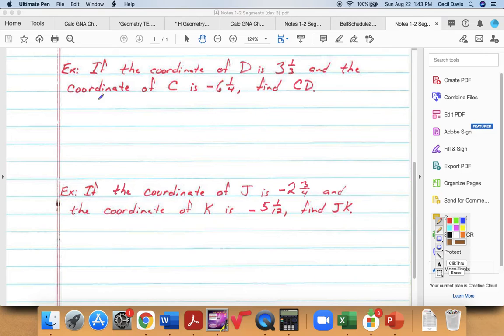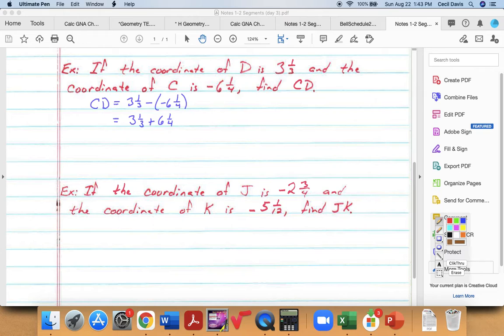So what we're doing here, to find the length of CD, or the distance from C to D, start with the larger coordinate, or the one that's further to the right on the number line. That's 3 1/3, minus -6 1/4. Before we get into the fractional part of this, first thing I would do would be to rewrite it as an addition problem, because it's kind of ugly. So 3 1/3 plus the opposite of -6 1/4 is +6 1/4.